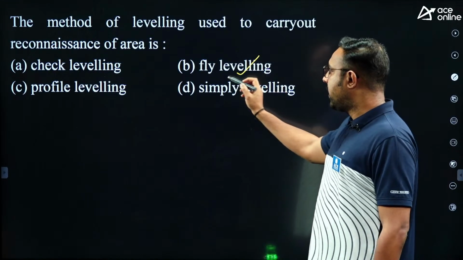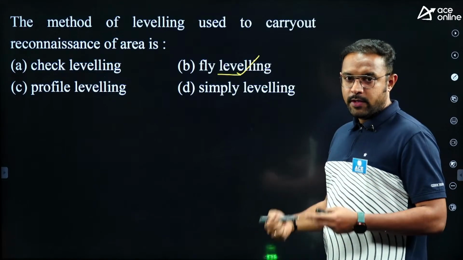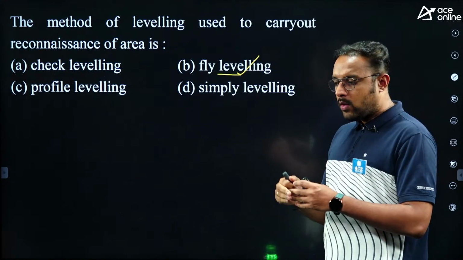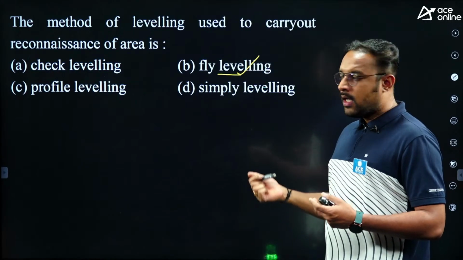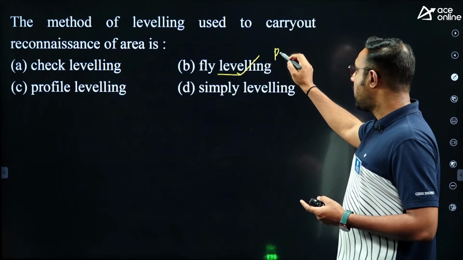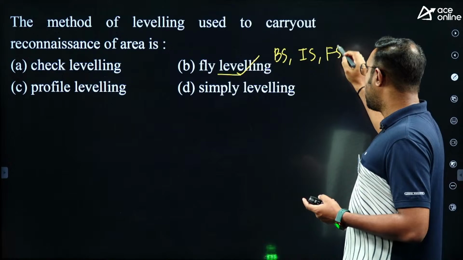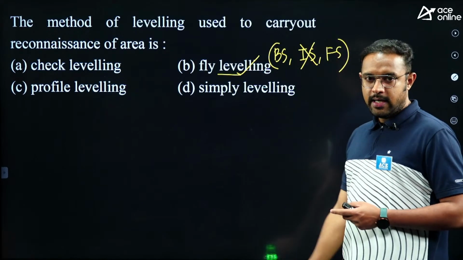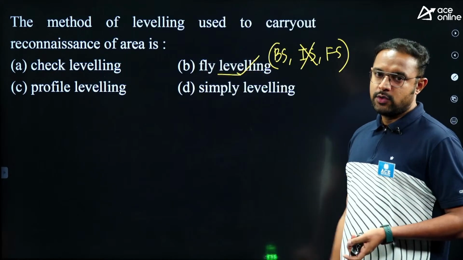Fly leveling is adopted when the speed of the work is more important than accuracy. Example is your reconnaissance. I want to do my site visit as soon as possible and come back. We know in leveling work there are 3 staff readings. Who are they? Backsight, intermediate sight and foresight. And remember, in case of fly leveling, intermediate sights are not taken because I am not doing any detailing work. Backsight, foresight, and I will shift the instrument.